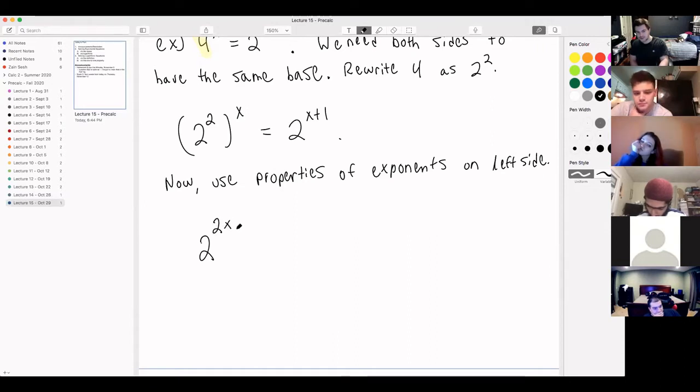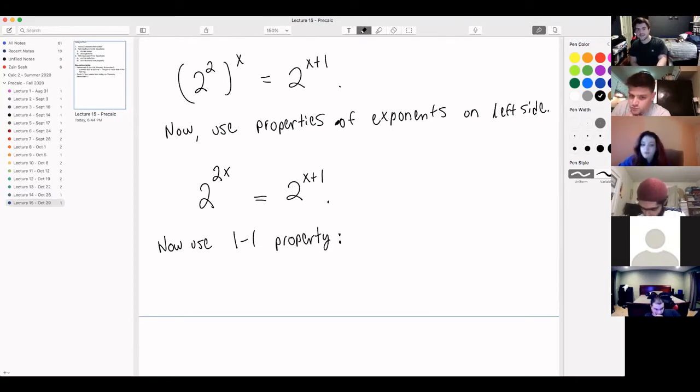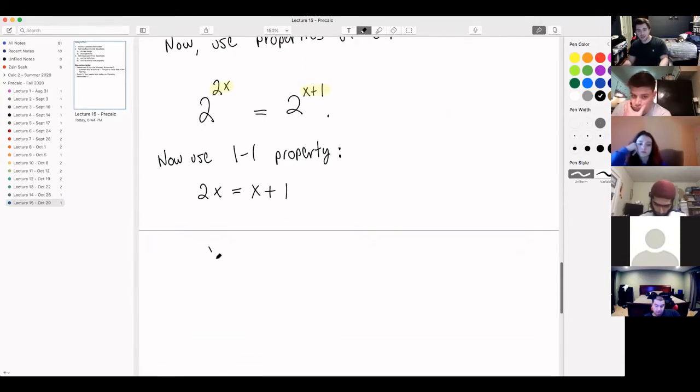So by properties of exponents, as Luke said, I can multiply these 2 exponents together, and it's the same as 2 raised to the 2x. That's the left side, and the right side stays exactly the same. Good, now use the one-to-one property, because now we have the same base on both sides. So we can set the exponents equal to each other. 2x is equal to x plus 1. And solve that, you will get x is equal to 1. That's it.